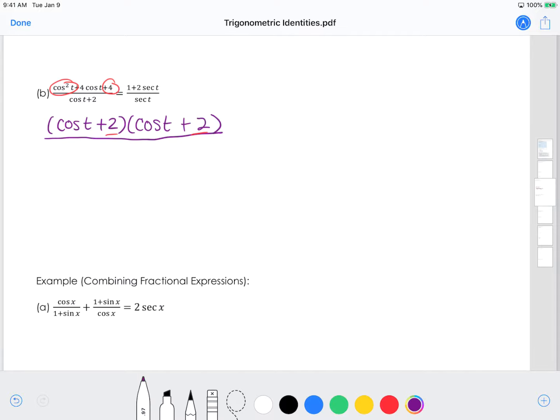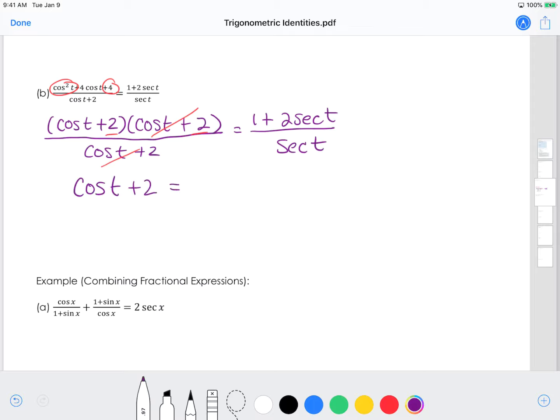Okay, so now we have all of this over cosine t plus 2, and this is equal to 1 plus 2 secant t all over secant t. Now, I can cross off what they have in common, the cosine t plus 2, and what I'm left with is cosine t plus 2 is equal to 1 plus 2 secant t all over secant t.